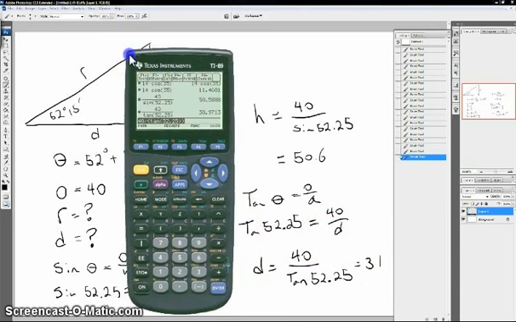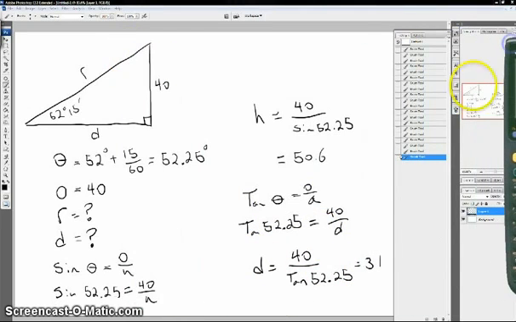Okay, that's pretty much all you're doing today. Just using the sine, cosine, and tangent to find missing sides of right triangles.